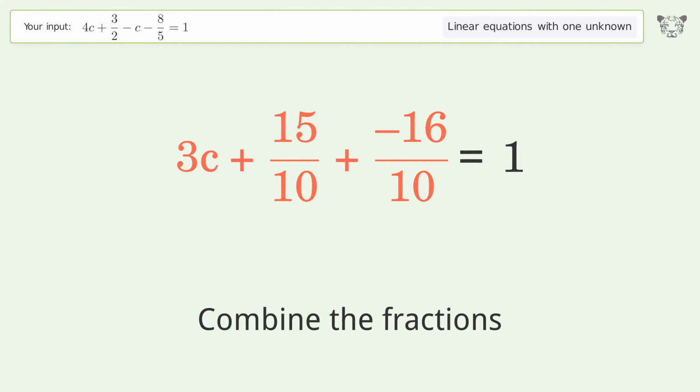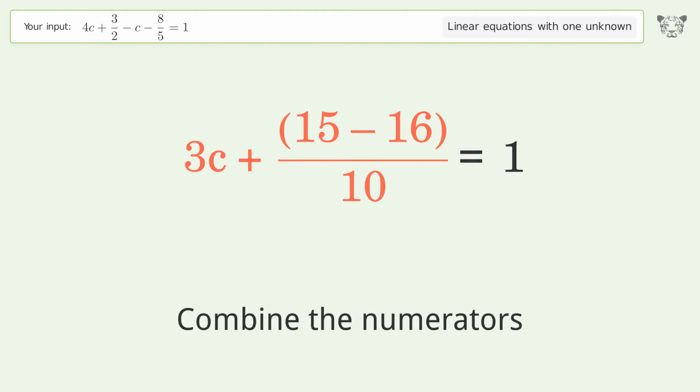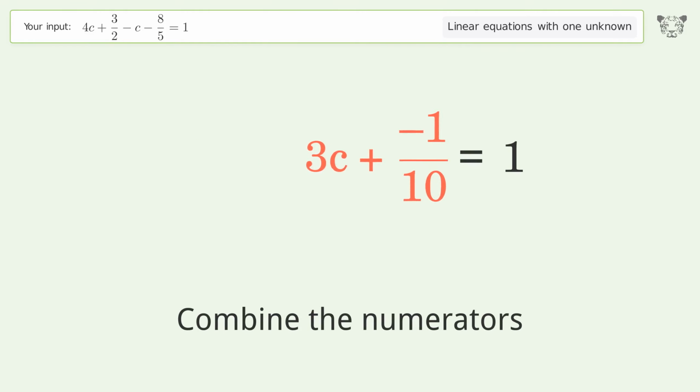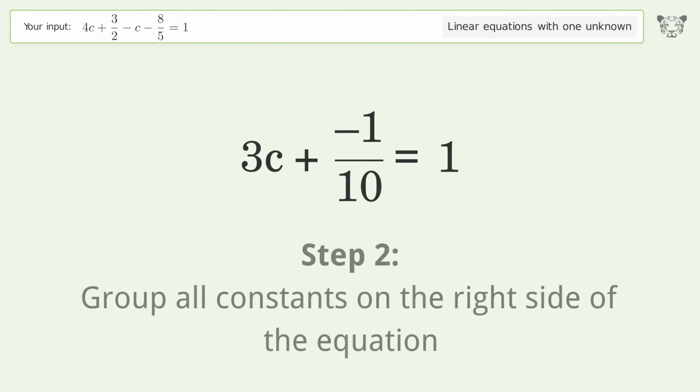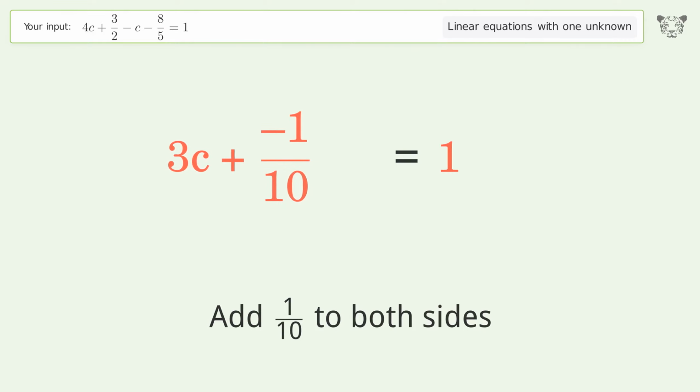Combine the fractions. Combine the numerators. Group all constants on the right side of the equation. Add 1/10 to both sides.